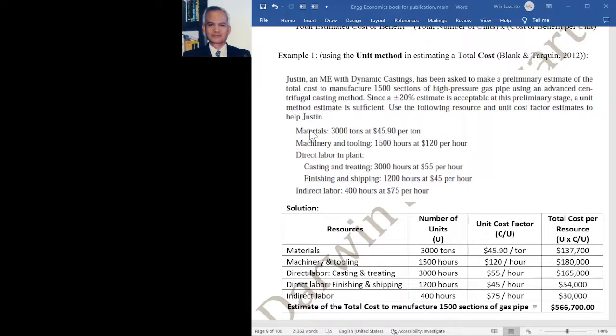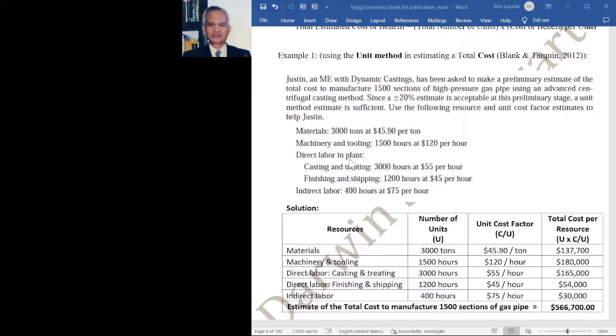These are the resources that will be used in manufacturing 1,500 sections of high-pressure gas pipe. For materials, the number of units is 3,000 tons, and the unit cost factor is $45.9 per ton. For the machinery and tooling, the number of units is 1,500 hours, and the unit cost factor is $120 per hour.